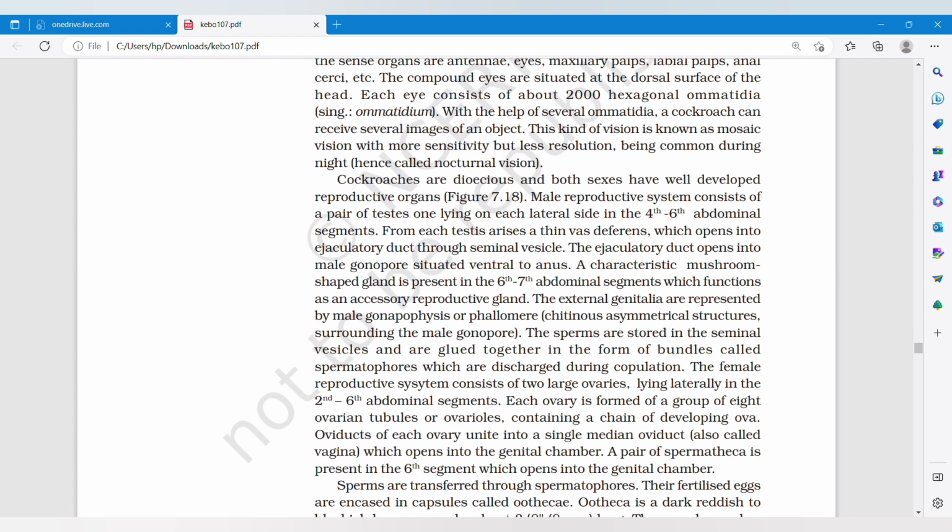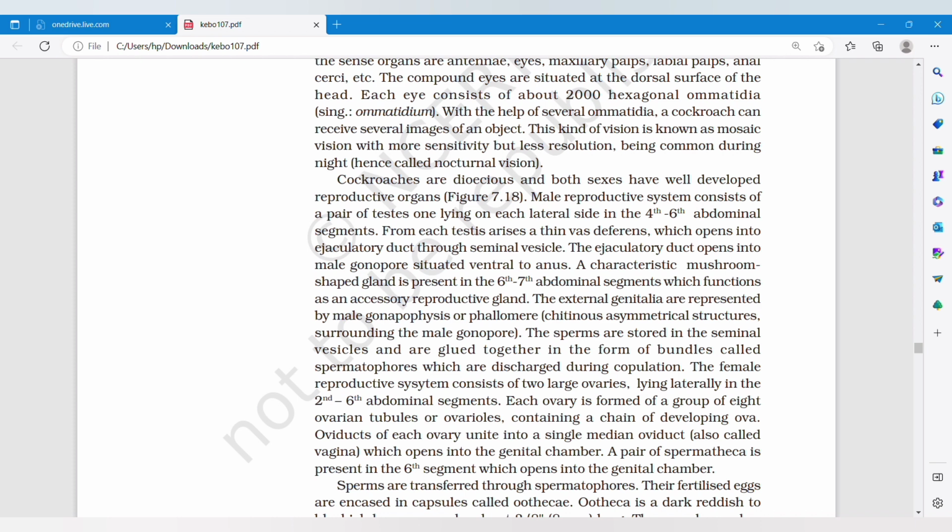The female reproductive system consists of two large ovaries lying laterally in the 2nd to 6th abdominal segment. Each ovary is formed of a group of 8 ovarian tubules or ovarioles containing a chain of developing ova. The oviduct of each ovary unites into a single median oviduct, also called vagina, which opens into the genital chamber. A pair of spermatheca is present in the sixth segment which opens into the genital chamber.